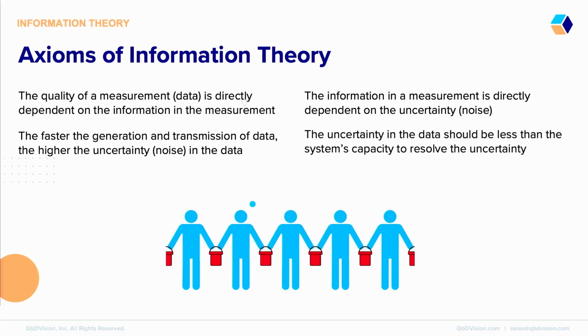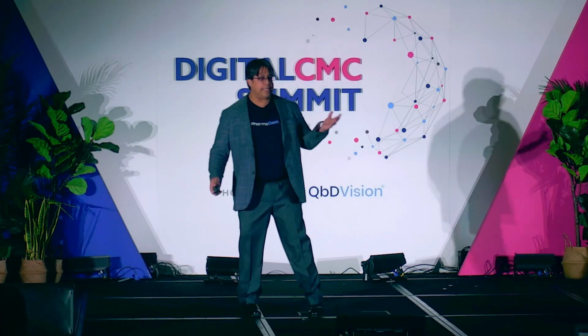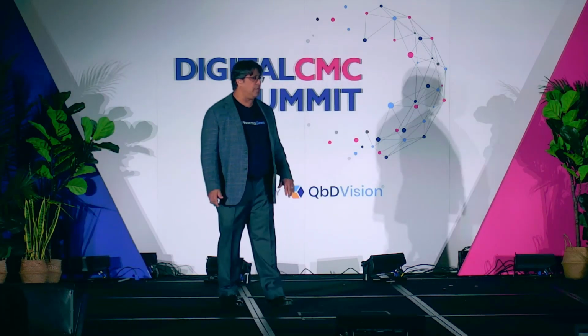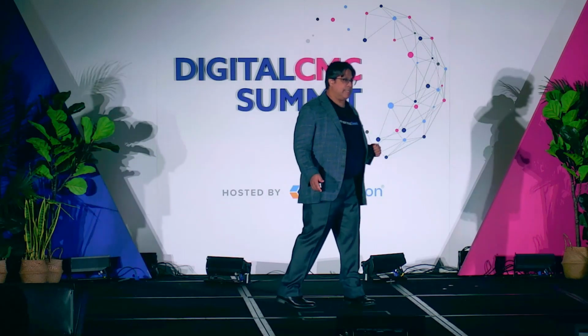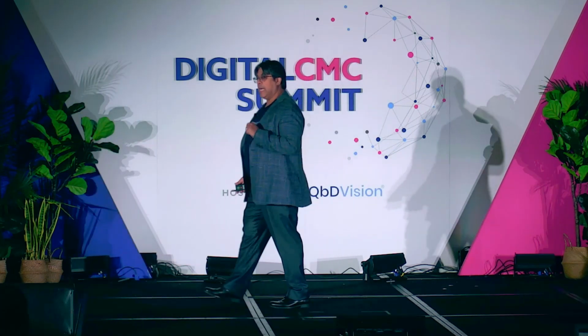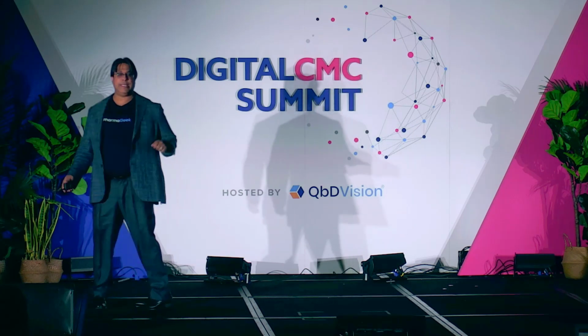Now, the uncertainty in the data should be less than the system's capacity to resolve the uncertainty. What does that mean? So I'll give you an example. You're in a loud bar, talking to your friend, and your friend says something, and you only catch a couple words of what they said. Hey, Ryan, can you repeat that? So he repeats it, and I get a couple more words. Still didn't get all of it. Hey, Ryan, can you repeat that one more time? He says it the third time, now I got the message. I understand everything he said, right?